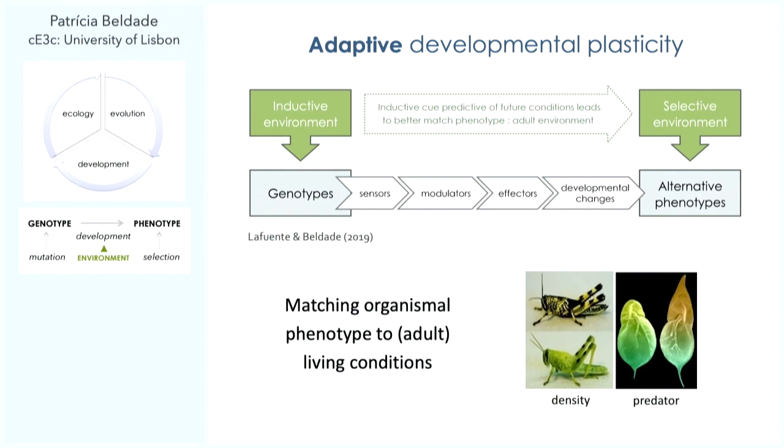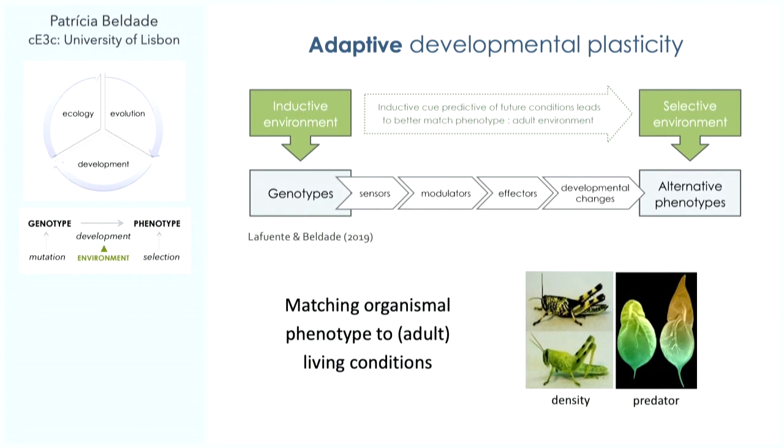So there's a series of modulators. And then in these tissues that have plastic phenotypes, there will be effector genes, the ones that are going to be differentially expressed at different temperatures or have different activities at different temperatures. And in the end, from one genotype, you produce alternative phenotypes.